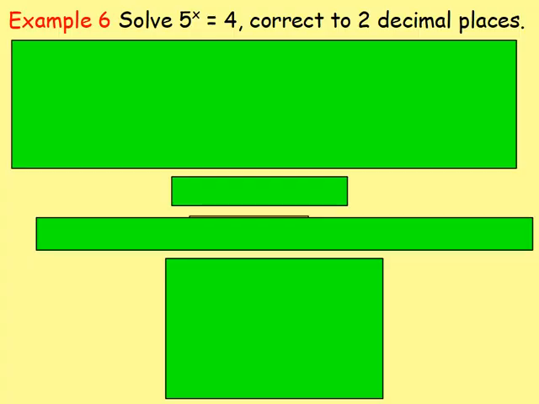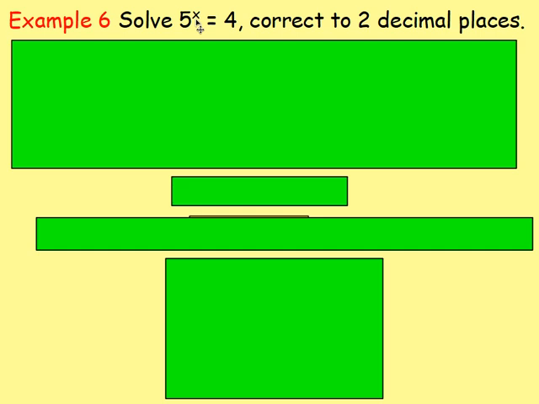Example 6, solve 5 to the power of x equals 4, correct to 2 decimal places. Anybody have any ideas for this one? Yeah, this is difficult because x is our index. If we think 5 to the power of 1 is 5, 5 to the power of 2, 5 squared, is 25, 5 to the power of 3, our number's getting bigger. When it's equal to 4, it's difficult to work out. We're going to have some decimal somewhere. Obviously it says so many decimal places, but we need to work out this value of x.